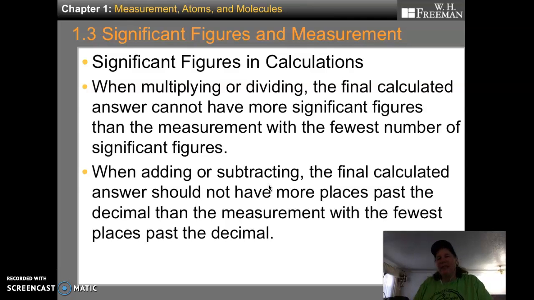Adding and subtracting is easy. It's the decimal. Like if you had 17.6 plus 3, well, that would be 20.3 or 20.6, sorry. But because the 3 didn't go past the decimal, you'd have to round that up to 21. You can't go any farther past the decimal than the one that goes least past the decimal.